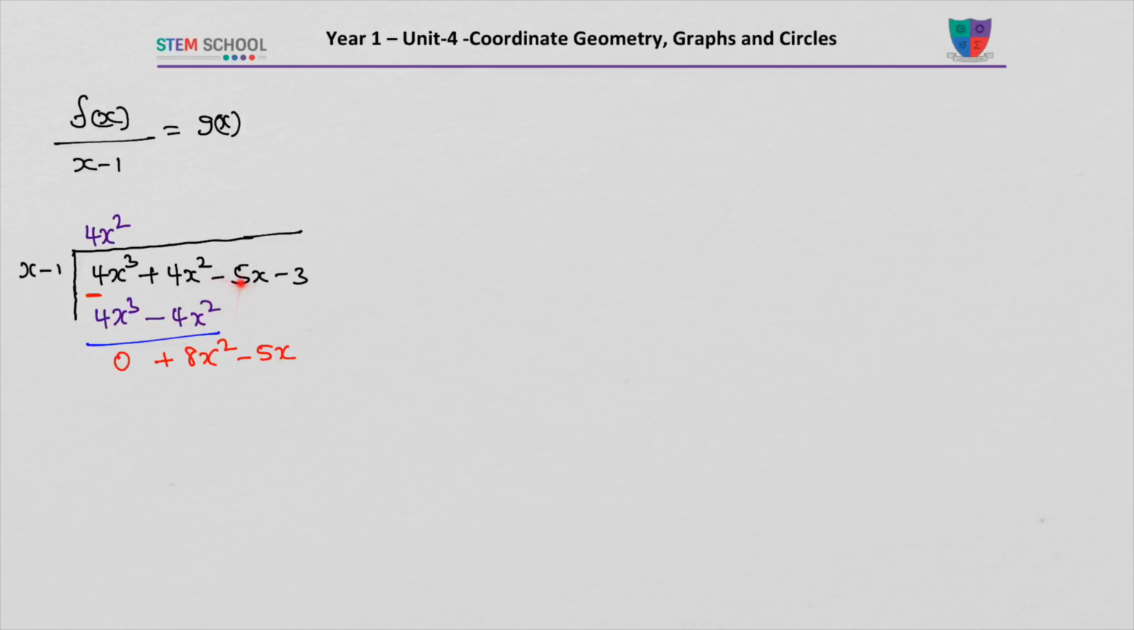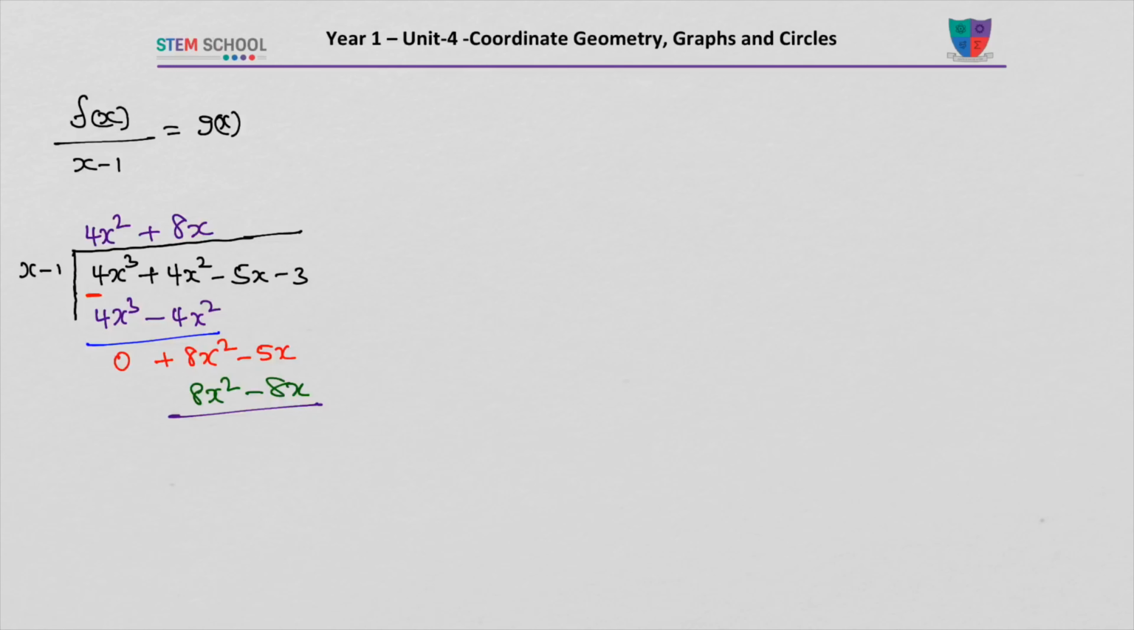Then I bring down the minus 5x because that's what's next. What can I multiply x by to get 8x squared? That would be 8x. So 8x times x would be 8x squared, and 8x times minus 1 will be minus 8x.